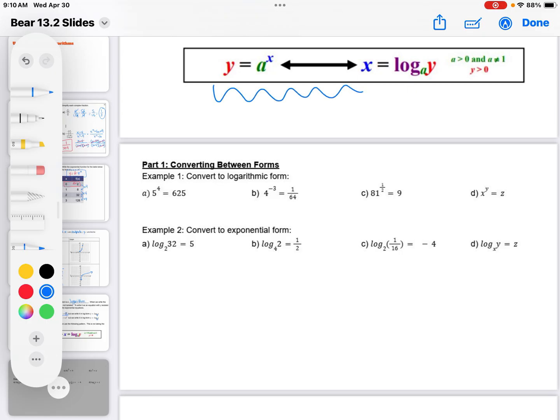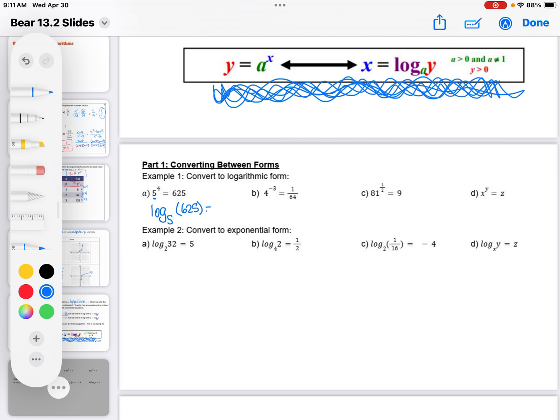I'm going to be looking at this particular transformation right here, the ones in colors. When I write part A, the first thing I notice is I have a base of 5. So I'm going to write log base 5 of 625. And logarithms are always equal to whatever the exponent is. So whatever your exponent is in the exponential becomes what your logarithm is equal to.